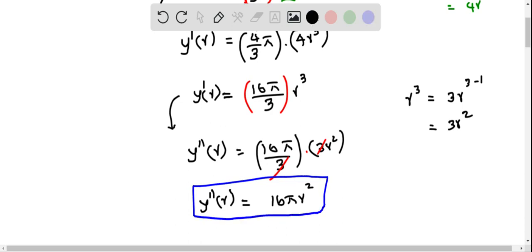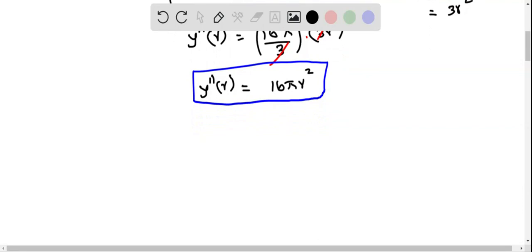Now let's find its third derivative by differentiating this y″(r). So we can write down y‴(r), which is the third derivative of the function y of r. And this equals, once again we apply the constant multiple rule. So therefore the constant remains as it is. And then we have to find the derivative of r².